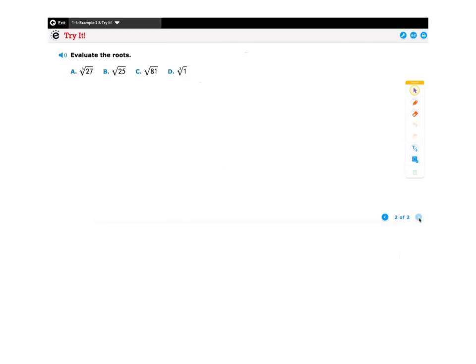So go ahead, pause this, and figure out what those 4 numbers are in disguise. The cube root of 27 really is a number in disguise. Let's figure out what it is. Same with B, C, and D. So pause it, write your numbers down. I'll give you the answers here in just a sec.